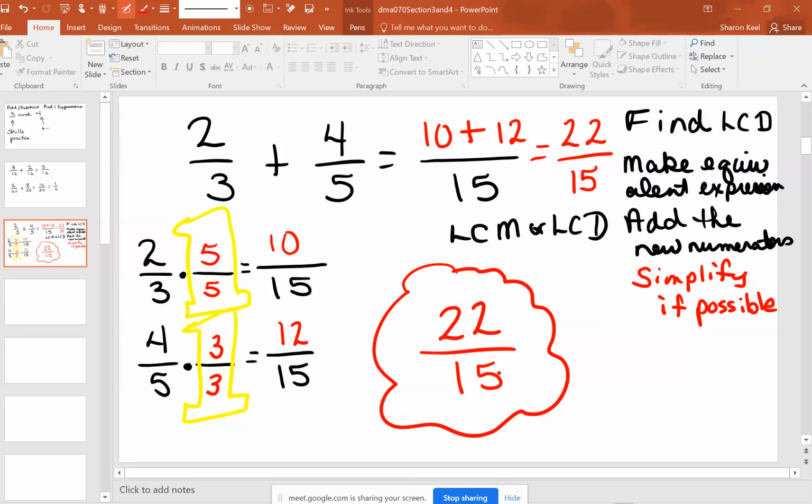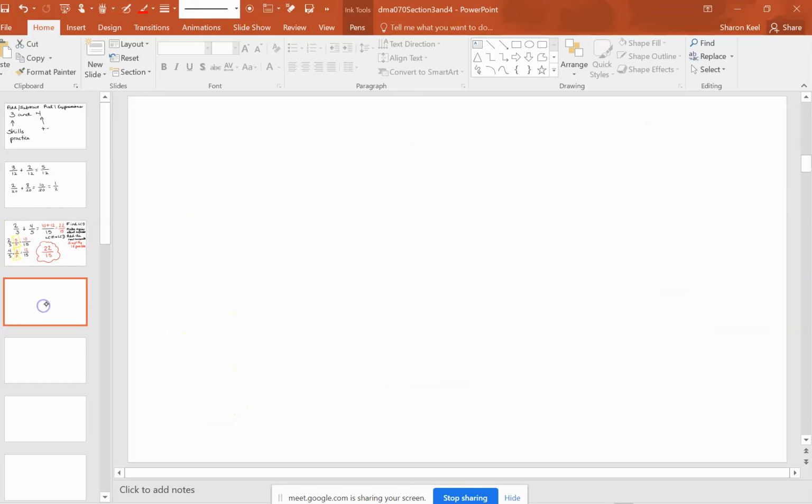Okay? So I hope by seeing this, it relieves a little bit of your anxiety that it's not going to be a hard process. It's just, I like to use the word tedious, and you just have to pay attention to detail.